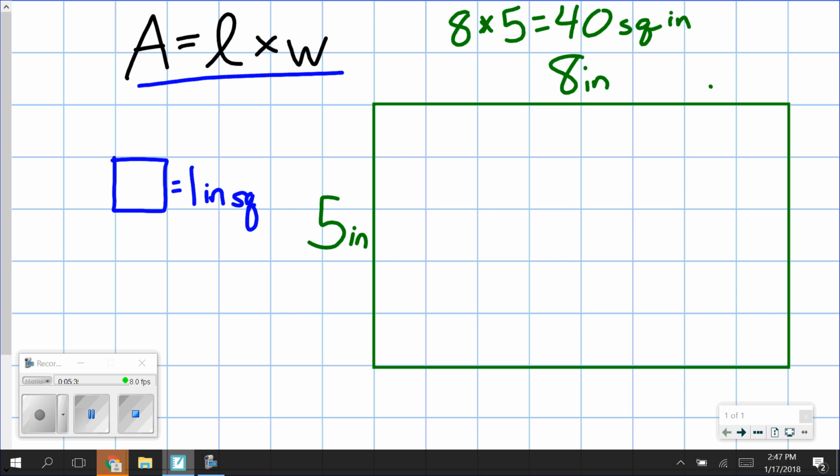It's important to know the equation though, because a lot of times when you are trying to figure out area, it doesn't have it on a grid like this, so you can't just count the squares. So it's easier to use the equation.